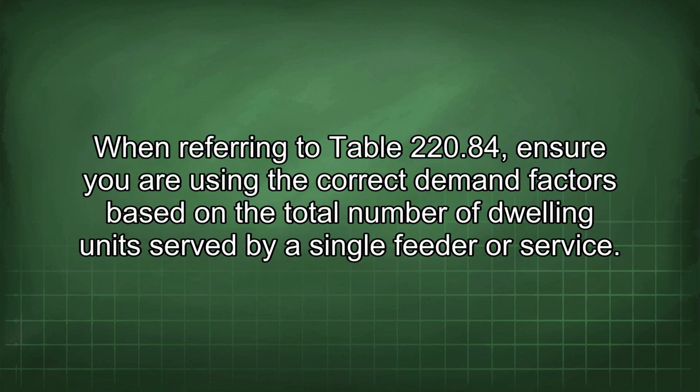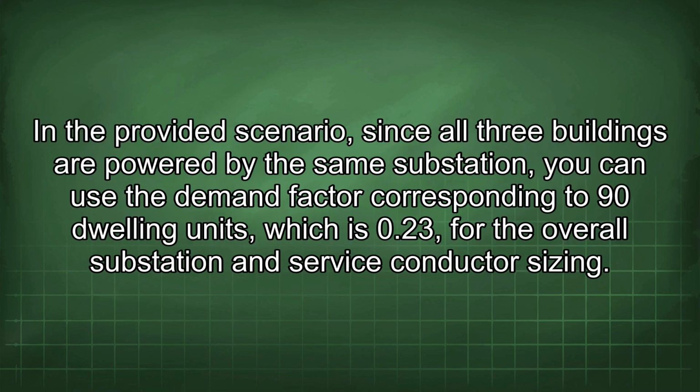When referring to Table 220.84, ensure you are using the correct demand factors based on the total number of dwelling units served by a single feeder or service. In the provided scenario, since all three buildings are powered by the same substation, you can use the demand factor corresponding to 90 dwelling units, which is 0.23 for the overall substation and service conductor sizing.